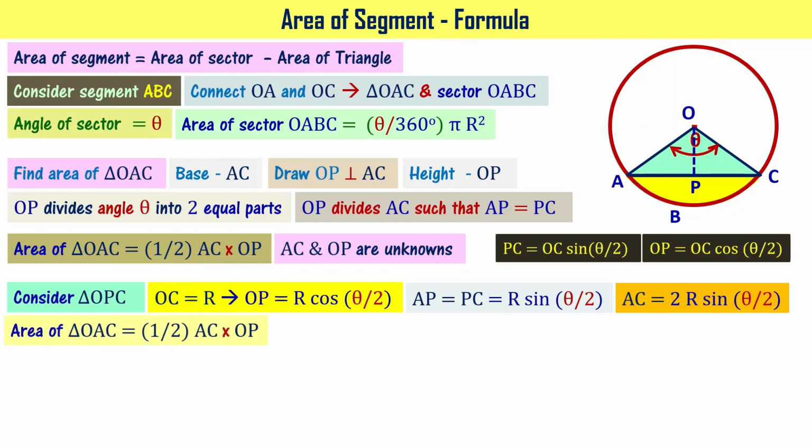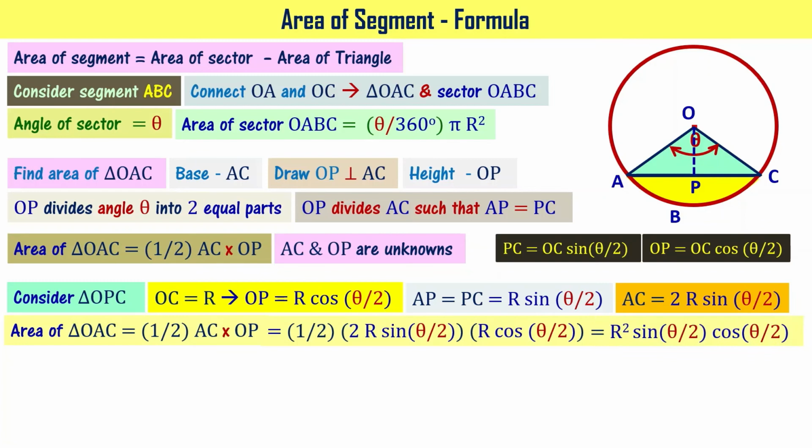Now we have AC and OP values known, right? Area of triangle OAC can be written as half AC times OP, where AC is 2 times R sin theta by 2 and OP is R cos theta by 2. When you substitute that and simplify it, it can be written as R square sin theta by 2 times cos theta by 2. So area of triangle OAC equal to R square sin theta by 2 times cos theta by 2, right?